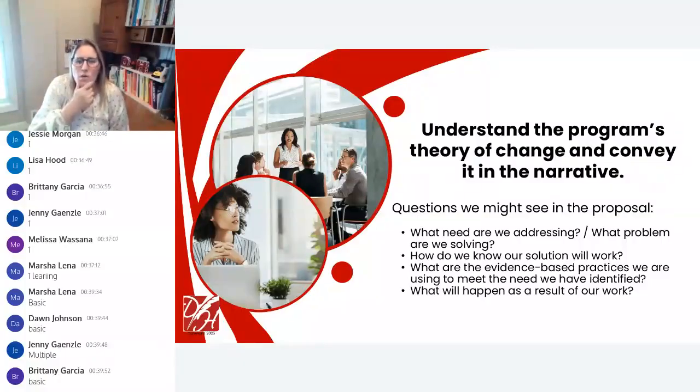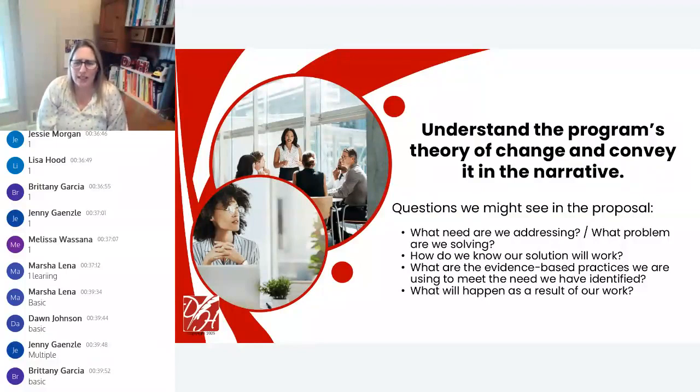How do we know our solution will work? The grant maker is asking, please help me understand why you do those strategies. Why did you pick those methodologies? Why did you pick that approach to design for your archives work, for your learning objectives and conference design? Why did you decide to do it that way? That's what they want to understand with that question.